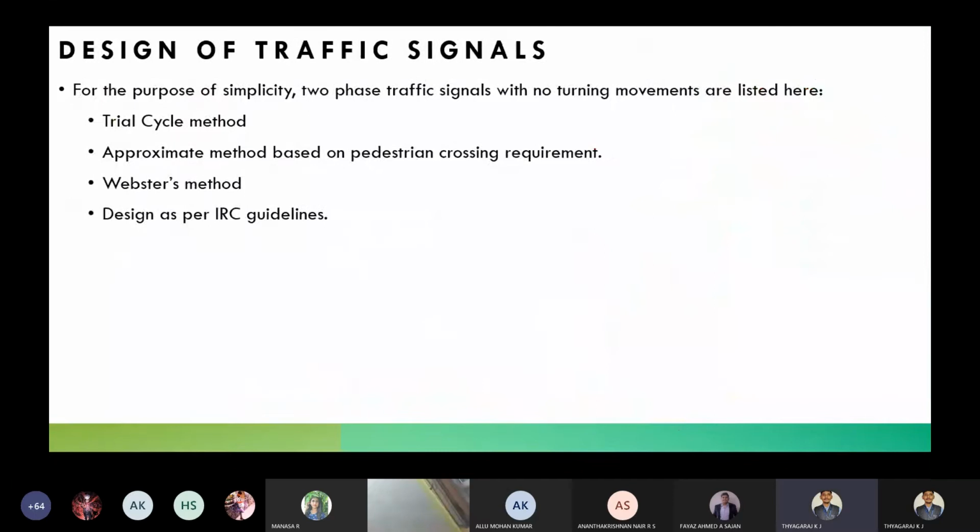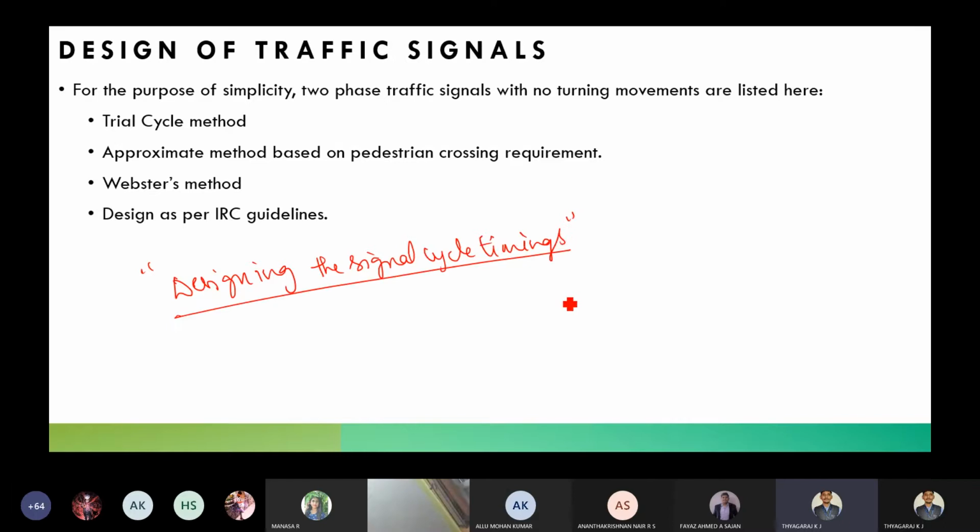Next is design of traffic signal. So you remember, design of traffic signal means designing the signal cycle timings. I told you, right, the complete operation from red to yellow, yellow to green, green to yellow, yellow to red. So designing this complete set of cycle, we are going to call it traffic signal design.